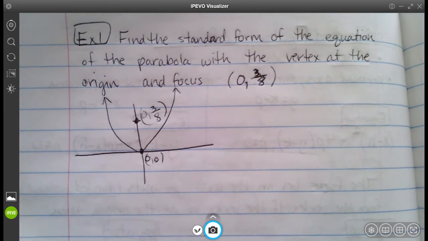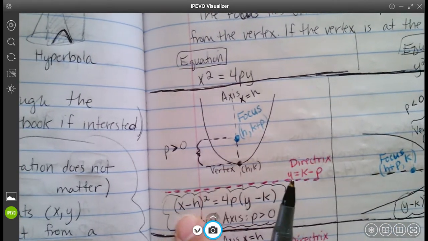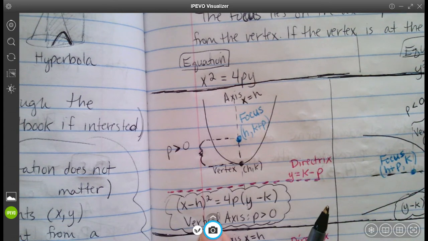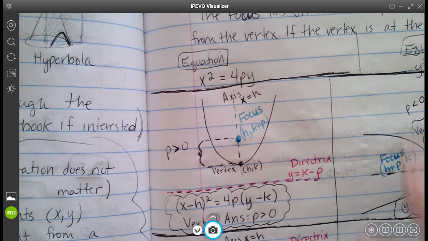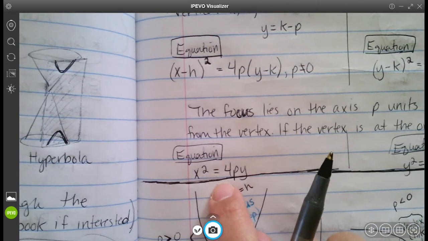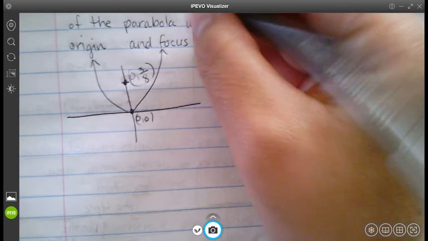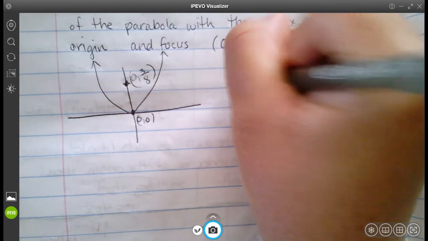So what I would do is look at my picture over here and say, well, the one that's going up is this one. So I'm probably going to have to use this one. But I also know that my vertex is at 0, 0. So I'm actually going to look up here and say, well, this one is the one for 0, 0. So I'm going to use this one, x squared equals 4py. So let's write that down over here, x squared equals 4py.